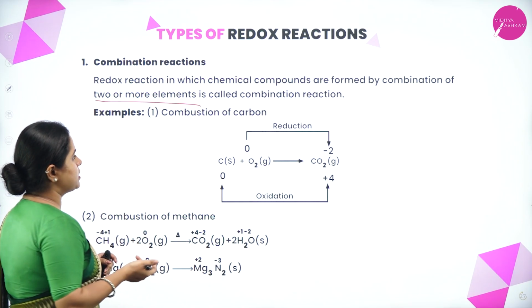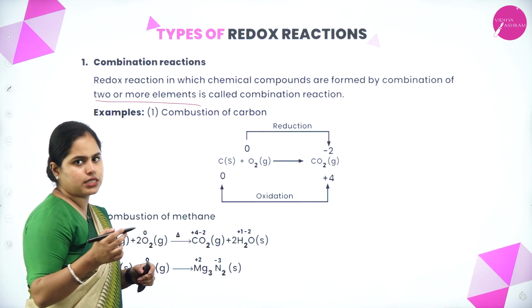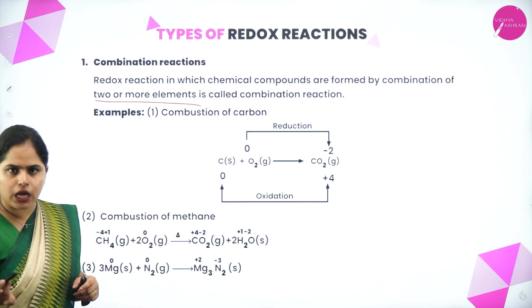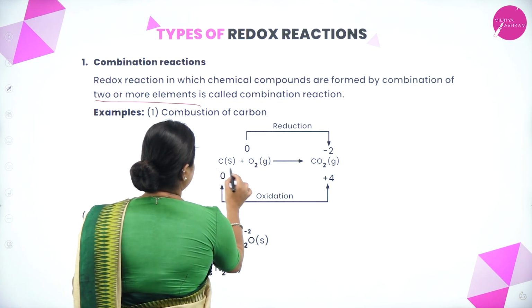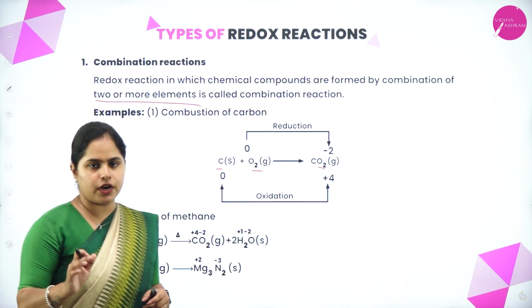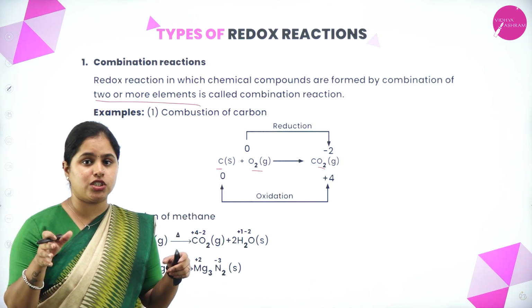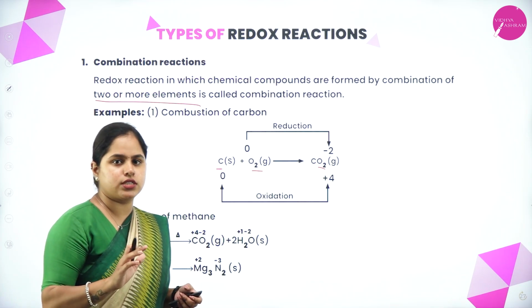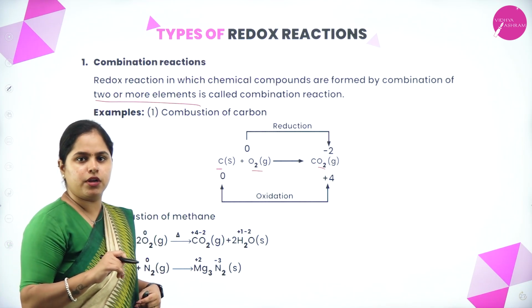So a simple example is taken here, combustion of carbon, that is carbon plus oxygen will give you carbon dioxide, right? So let's see C plus O2 giving CO2. How we are going to discuss it in terms of redox reaction, we'll see. In the same reaction, it is undergoing reduction as well as oxidation. In terms of oxidation number, we are going to see.